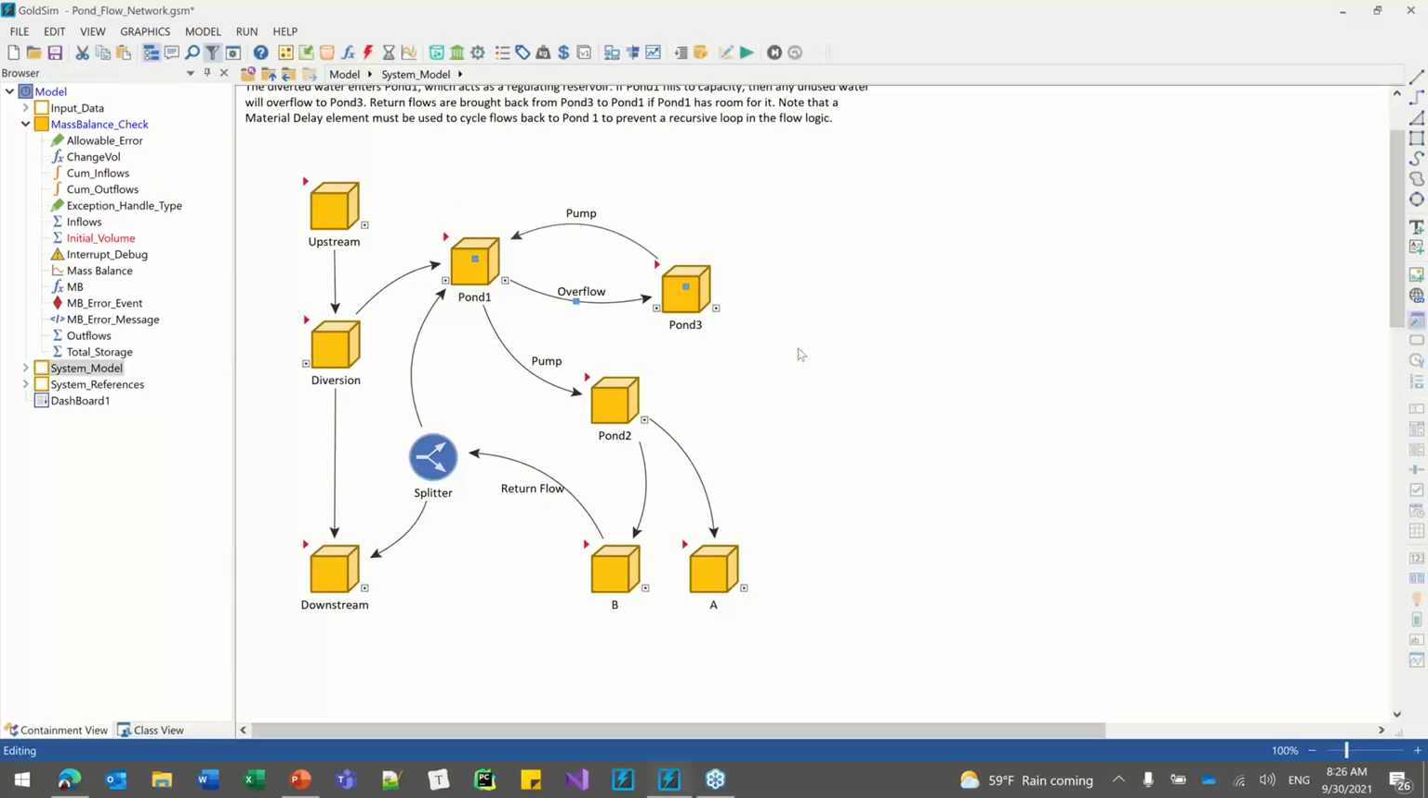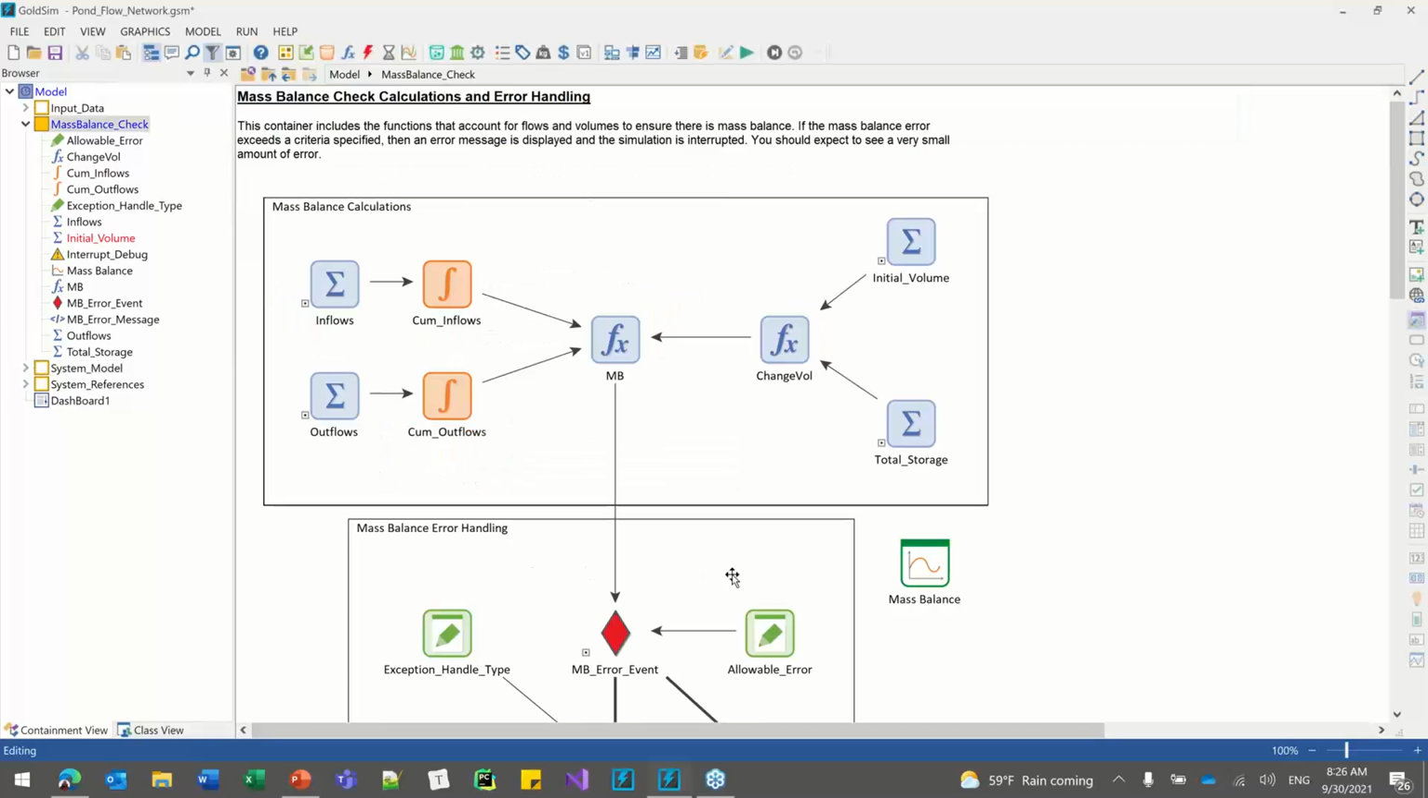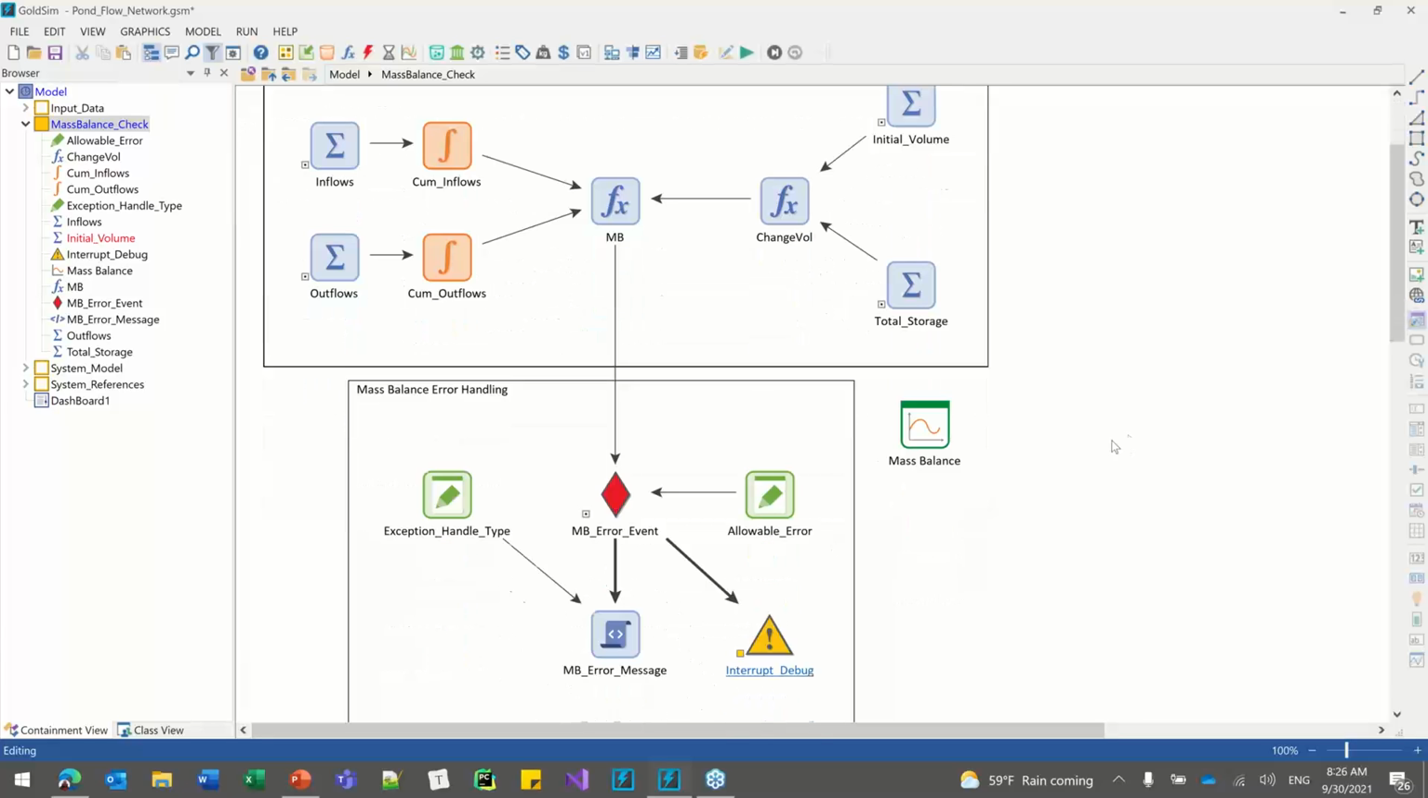In addition to flow loops, we also have feedback loops, feedback of information. And I'm going to be talking about this quite a bit. I don't want to get into it right now, but just want to show you that this is the model we're simulating. And if I go up one level, then we see we have a mass balance check here. So if we wanted to interrupt the model when a mass balance error occurs, we can use an interrupt element.